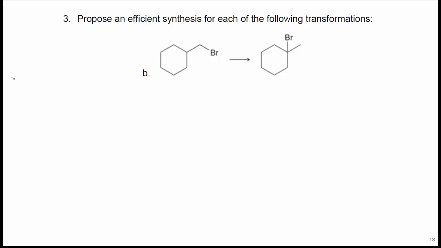All right, here we're looking to propose a synthesis for each of these transformations. Okay, so observations that we might make on this particular one. Our carbon number is the same. We've just shifted our bromine. So our bromine was on the end and now it is over to the middle.